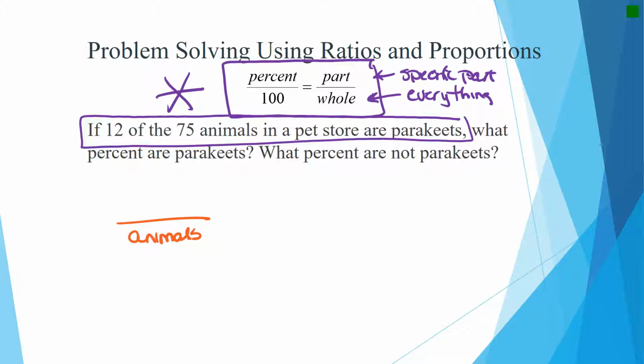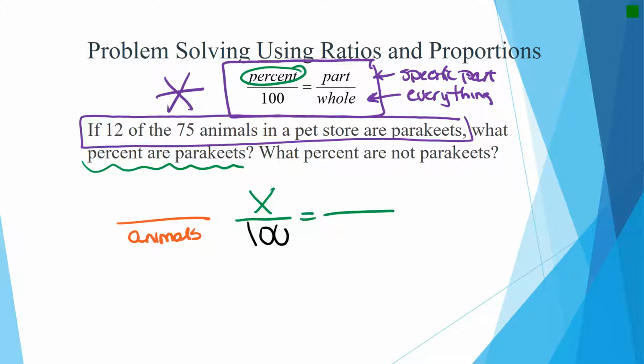So when we set up our proportion, that was supposed to change to black. Didn't hit that button right, did I? We're going to look for a percent. Well, let's read the rest of the problem. What percent are parakeets? So do we know the percent? Nope, so we're going to put X. We do know 100, so we're going to put 100. Then we're looking for the part.